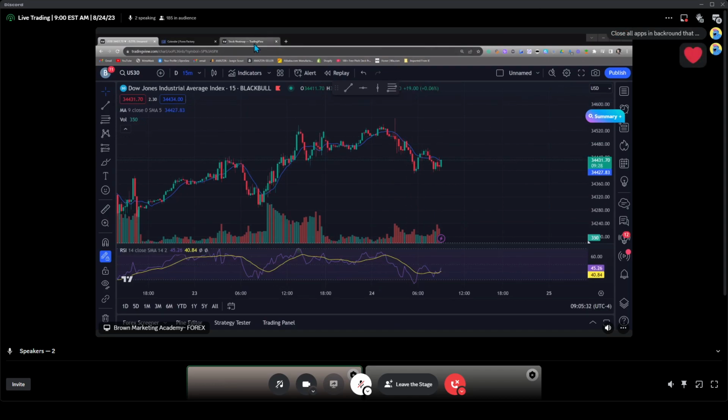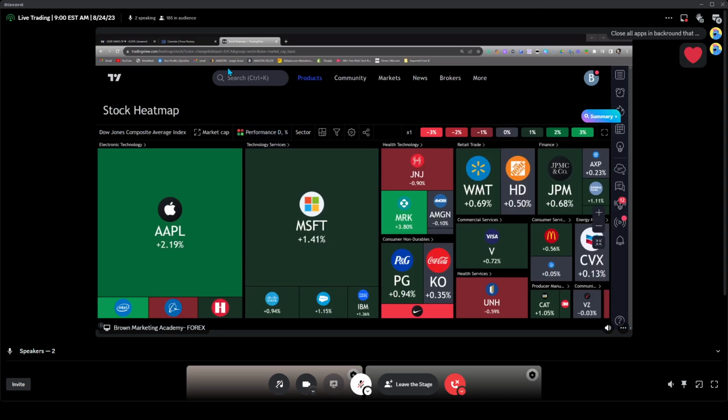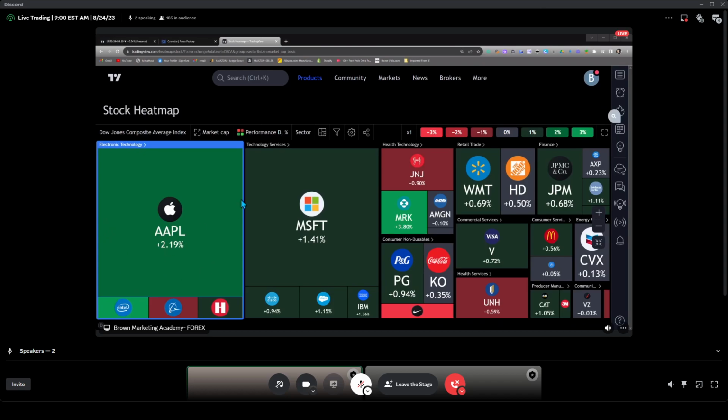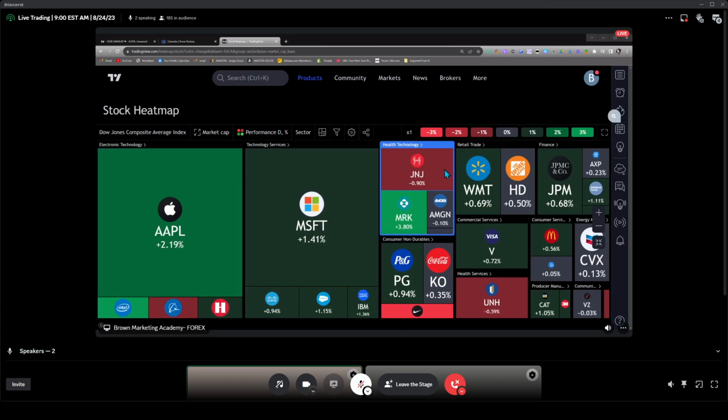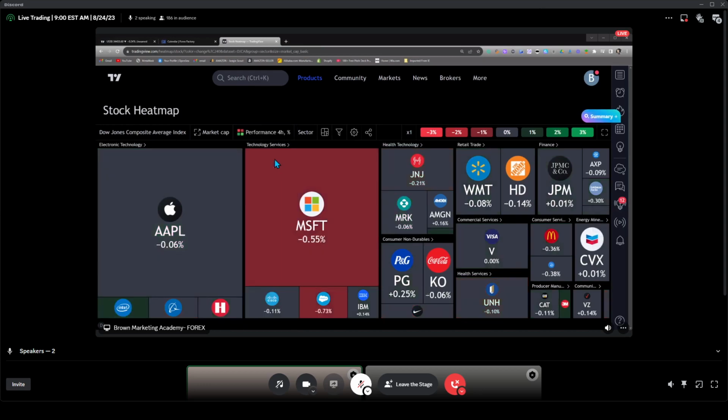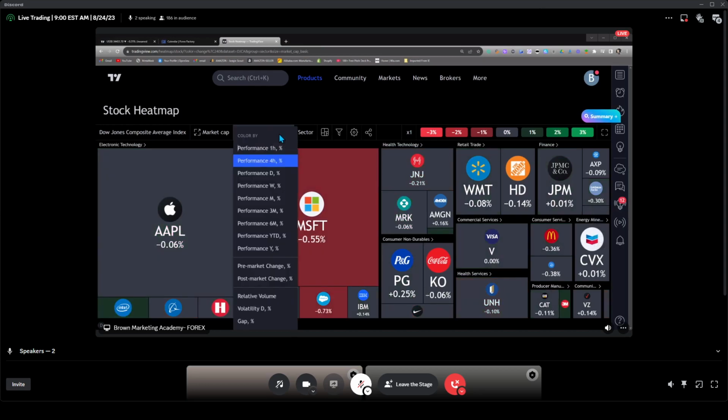So, let's go look at the heat map. The heat map is going to give us a visual representation of the market for the day. Let's refresh it. So, of course, green means the stocks are up. Red means the stocks are down. Right now, it's majority green. Let's go look at a shorter time frame. Let's do 4 hour, mostly neutral.